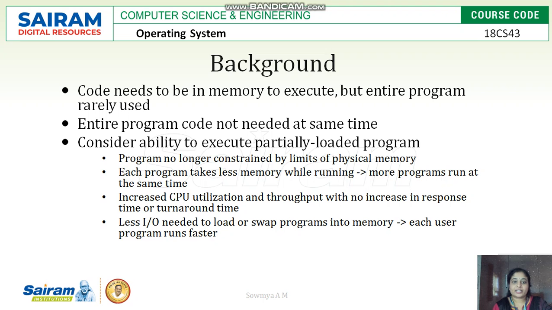To avoid that, instead of copying the entire program, which is not required at all times, you can go for partially loading the program, which allows multiple programs to be loaded in a RAM or in a limited main memory space. So it increases the degree of multiprogramming, the number of programs running at the same time, and it also utilizes the CPU throughout the time of execution, because the degree of multiprogramming is increased, so the throughput increases.